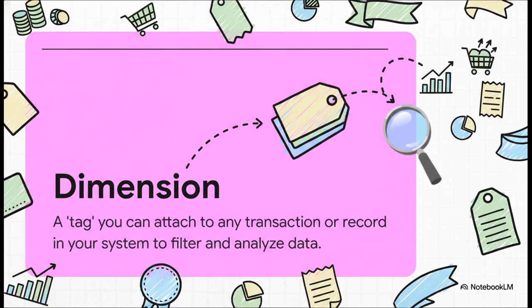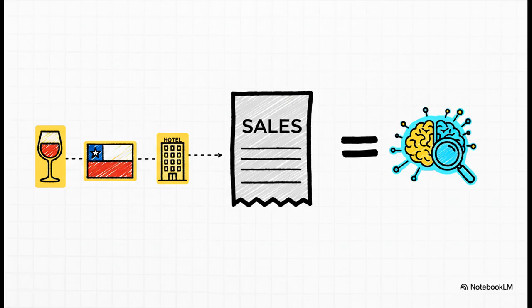Honestly, the best way to think about it is just as a tag. That's it. It's a label, a tag you can stick on to any transaction you make, a sale, a purchase, an expense, whatever. It's like a super tag for your data. And this is where the magic happens.